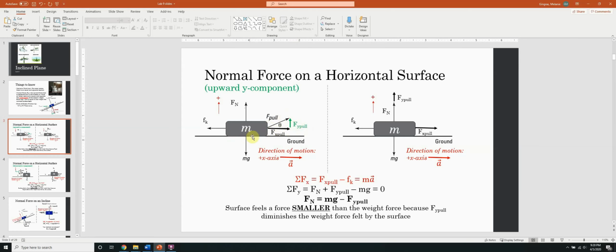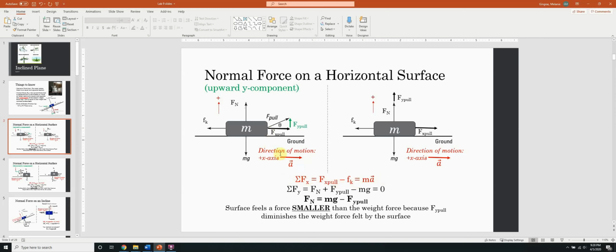Because if you think about it, the normal force is the force that is equal and opposite to the weight force that a surface is feeling. Well, this Fy pull is diminishing that weight force that the surface is feeling. So that means our normal force is going to be less. I am going to go through the x-plane, even though we are focusing more on normal force right now, just because maybe it'll help you with your homework. A lot of times you'll have to calculate what the acceleration is, and of course you're going to be using the x-plane for that.